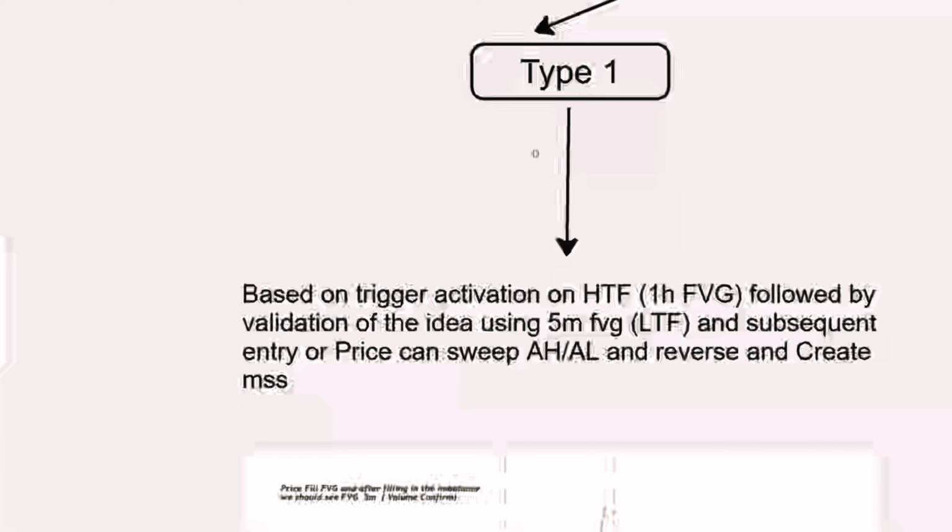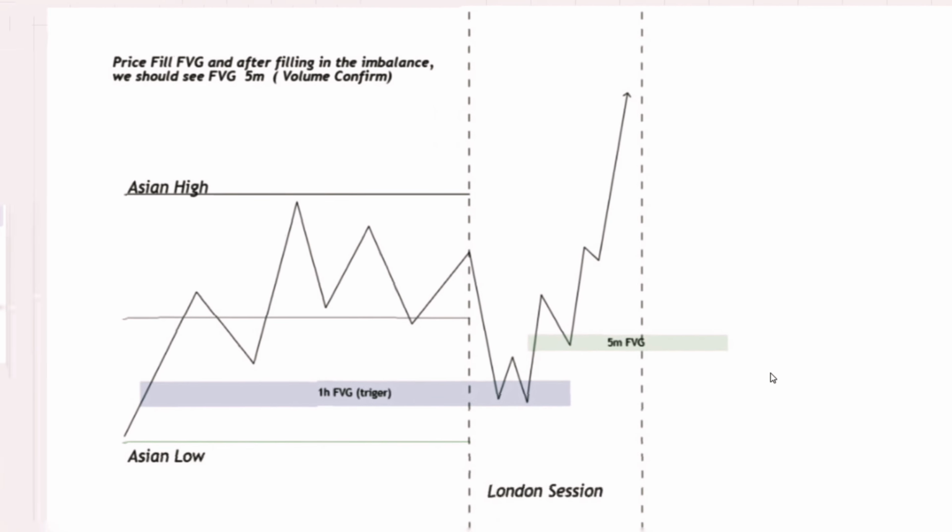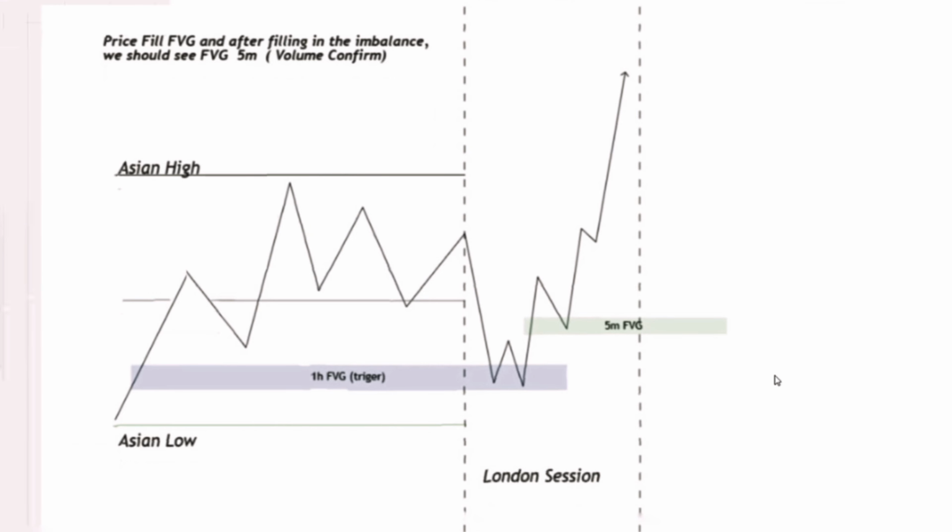The first type is based on trigger activation on a higher time frame, followed by validation of the idea using a 5-minute fair value gap, or the price can sweep the Asian high or Asian low and reverse and create a market structure shift. Let's look at this example. During the Asian session, a 1-hour fair value gap was formed, and during the London session, the price filled it and created a fair value gap on the 5-minute time frame. And my task as a trader is to identify signs of reversal after filling the gap.